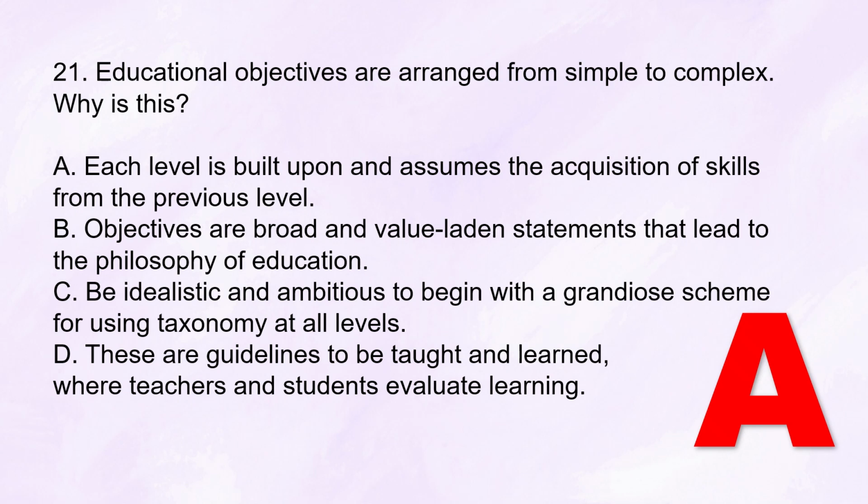The correct answer is letter A. Each level is built upon and assumes acquisition of skills from the previous level. So this hierarchical arrangement ensures that foundational knowledge supports the development of more complex skills. So this is what we call a spiral progression of knowledge. Letter A is the best answer.